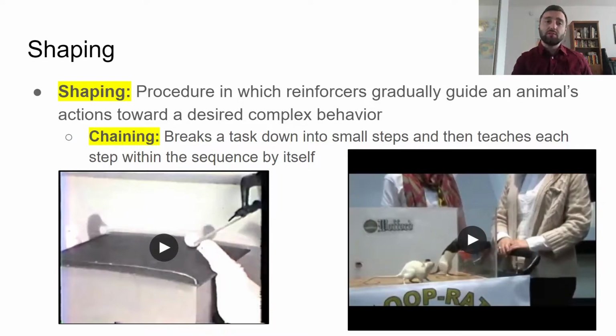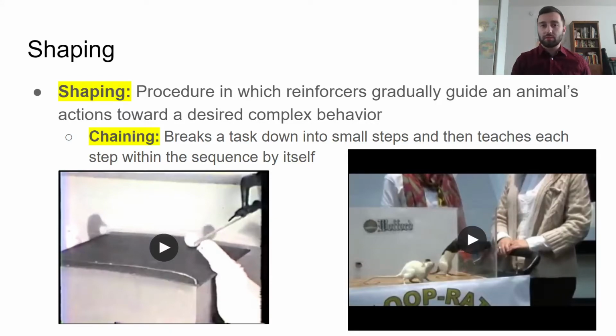So shaping is a procedure in which reinforcers gradually guide an animal's actions toward a desired complex behavior. Now, again, we're looking at animals. Obviously, this does apply in a way to humans, not as well because we can talk to each other. So generally speaking, you can tell someone what to do instead of shaping them, at least all the way. But with an animal, we're going to slowly reinforce them every time they do something. That way, they slowly will move towards a complex behavior.